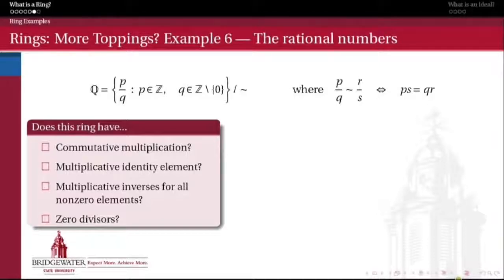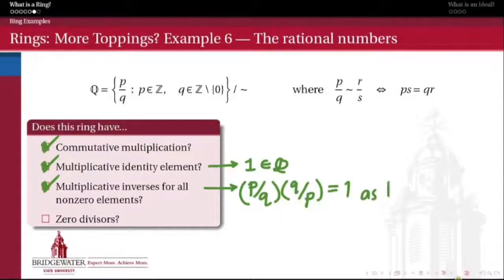So p over q is the same fraction as r over s if p times s is equal to q times r. So this is an equivalence relation definition of the rational numbers. It might be a little bit different than what you're used to. But under this definition, do we have commutative multiplication? Yes, we do. Do we have a multiplicative identity element? Yes, 1, which is equal to 1 over 1, is an identity element inside of Q.